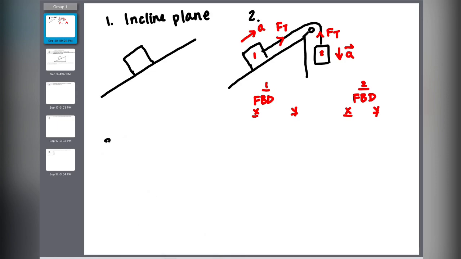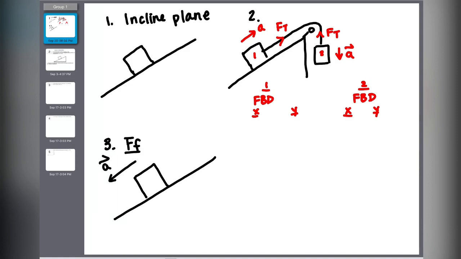Okay. Now the third thing that we're also going to tie in is possible friction. Friction goes against the motion, right? So if I have an incline, it depends on which way the block is sliding. If the block is sliding this way, my force of tension is going, I lied, but force of friction is going to be opposite to that.